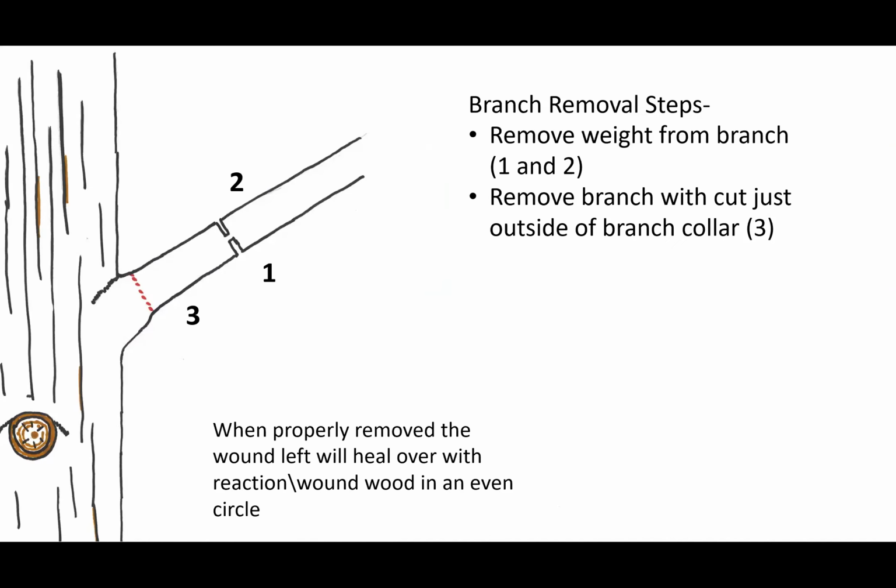In terms of actually executing these removal cuts, if the branch is smaller than about an inch, you can just make the cut at the dotted red line. So right outside the branch collar, usually at an angle. The angle will vary depending on species, etc. But you can look for that swollen branch collar and cut right outside of it.